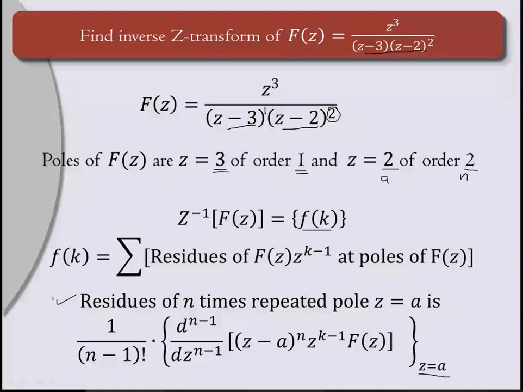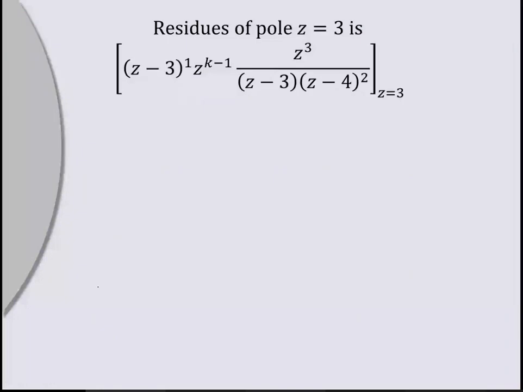So finding the residue at 3 of order 1 is 1 upon n is 1 here and a is 3. So it is 1 upon 0 factorial, 0 derivative of z minus a raised to n, that is 1, z raised to k minus 1, and all this term is f of z. This is f of z at z equal to 3.